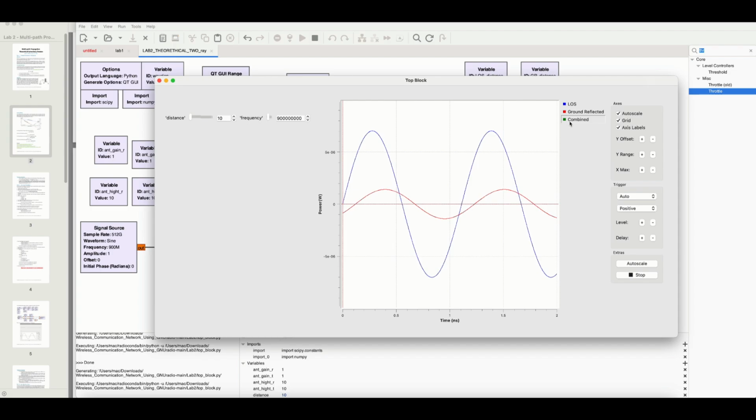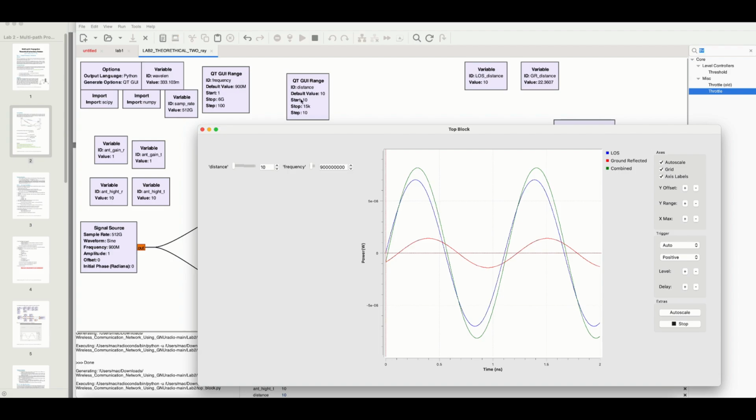This in green is the combined signal. If they are constructively added together or destructively added together, you will see it in green. You have line of sight, which is in blue, and then you have the ground reflected signal that is given in red. Now let's start changing the distance, because you can go from 10 meters all the way up to 15 kilometers in actual distance between your transmitting antenna and your receiving antenna.